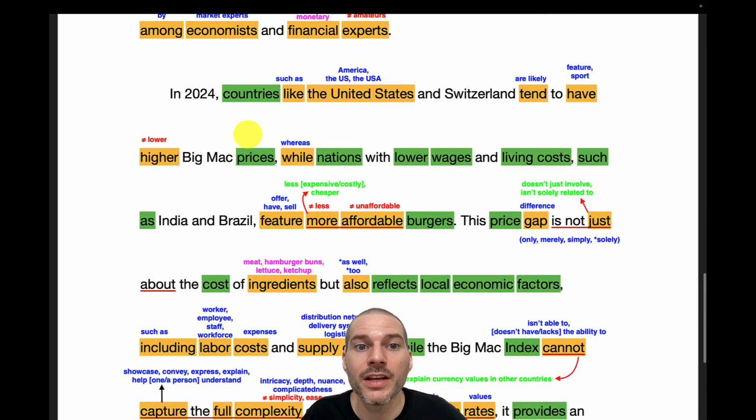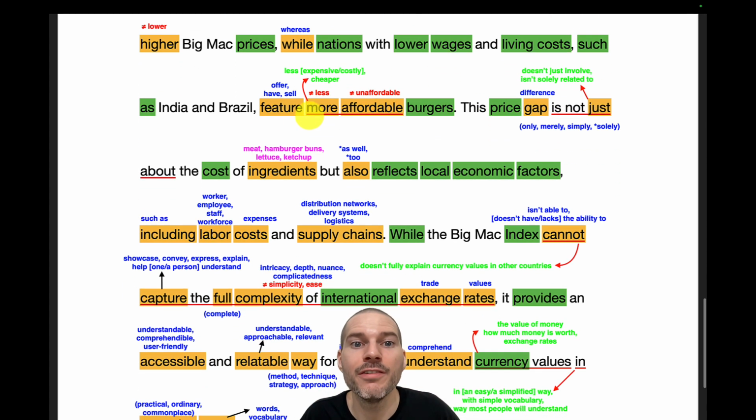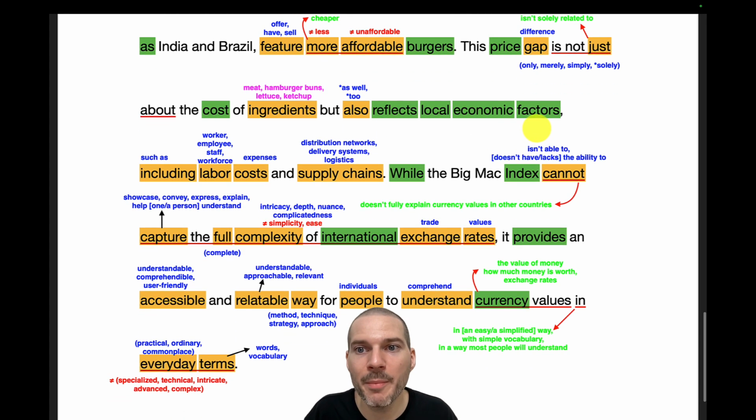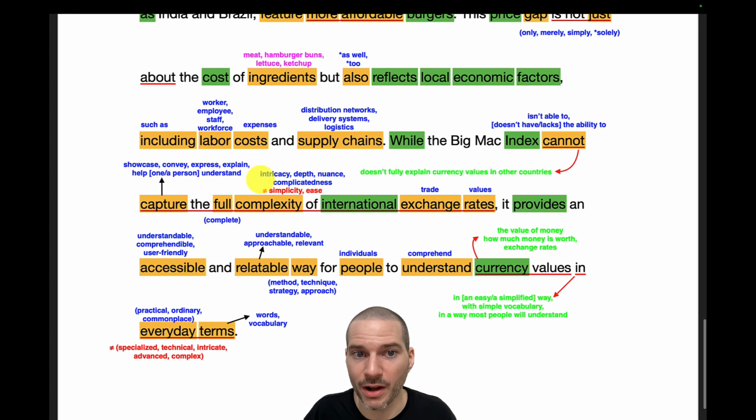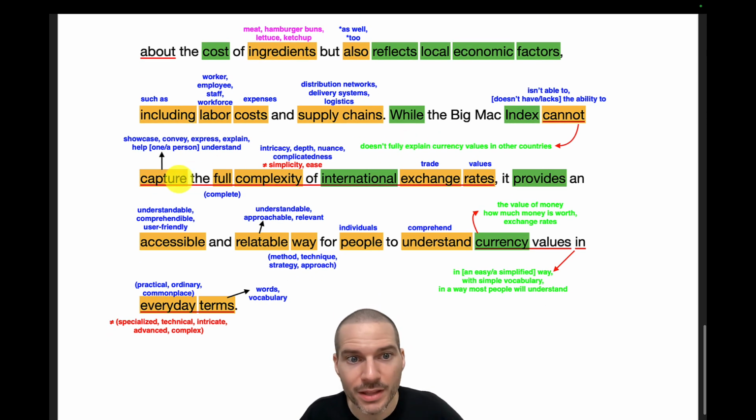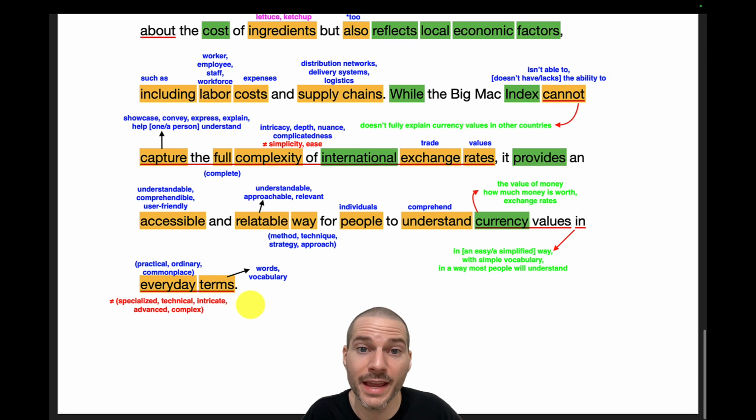In 2024, countries like the United States and Switzerland tend to have higher Big Mac prices, while nations with lower wages and living costs, such as India and Brazil, feature more affordable burgers. The price gap is not just about the cost of ingredients, but also reflects local economic factors, including labor costs and supply chains. While the Big Mac Index cannot capture the full complexity of international exchange rates, it provides an accessible and relatable way for people to understand currency values in everyday terms.